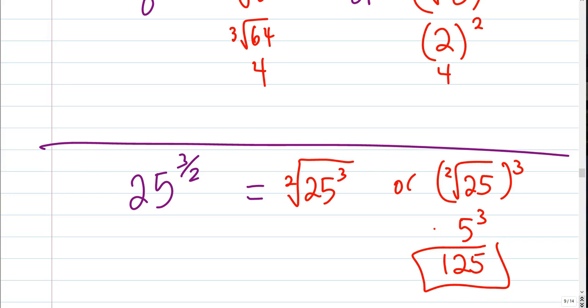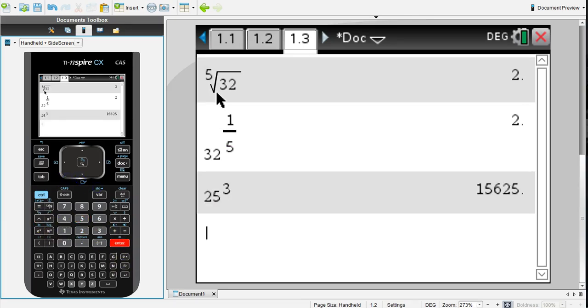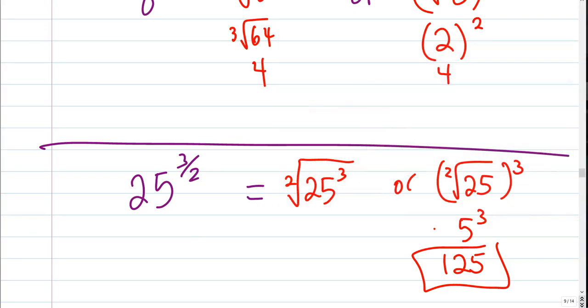You're like, are you sure it'd be the same thing? Well, let's check. 25 to the 3rd is 15,625. And the square root of that is still 125. The answer doesn't change. It's just sometimes it's easier to have that power on the outside. Let's keep going.